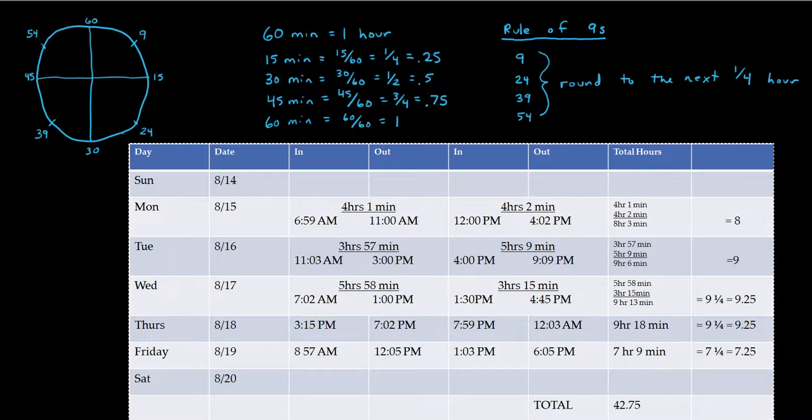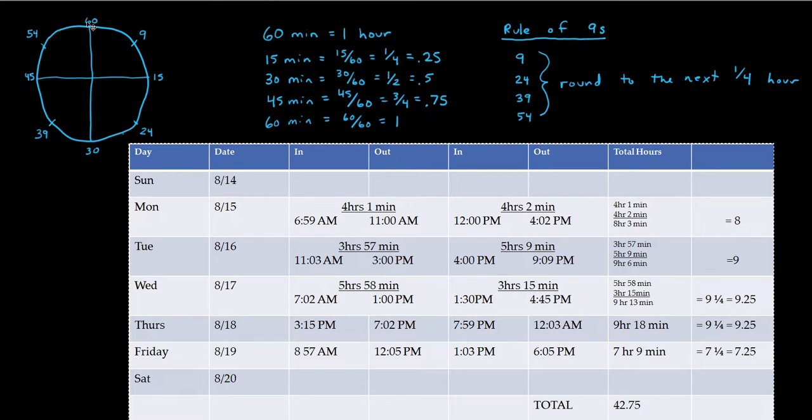So when you look at a timesheet, you want to figure out how many hours you actually worked to make sure that you're getting paid correctly. So what most jobs do is they look at not just how many hours you worked, but how many half hours, how many quarter hours. They don't usually break it down less than that.